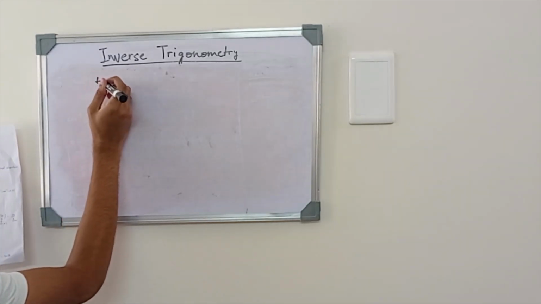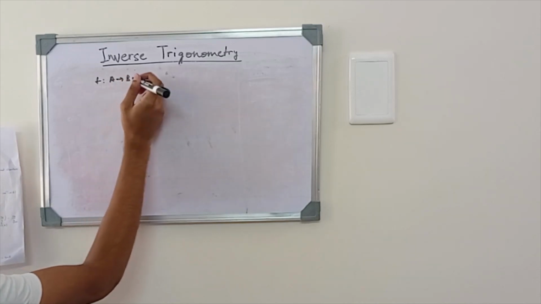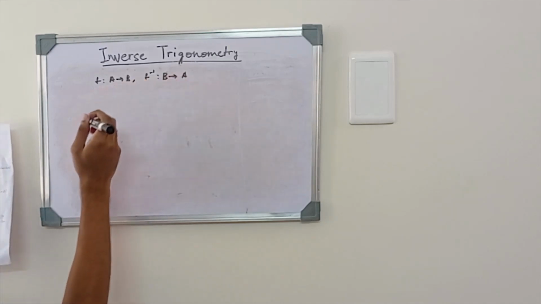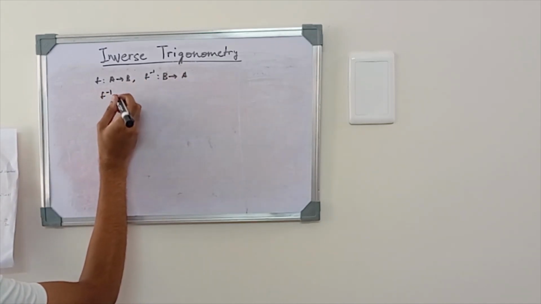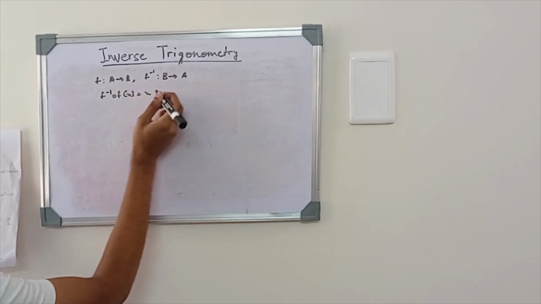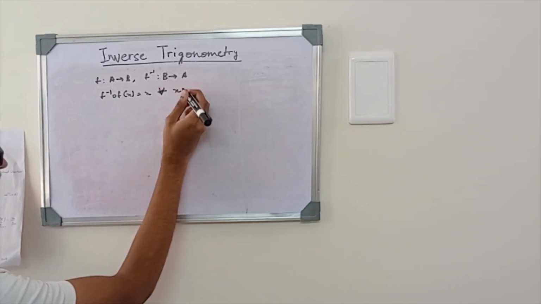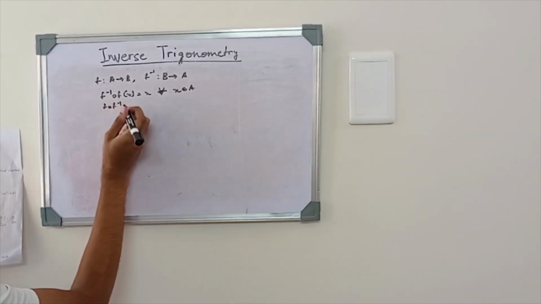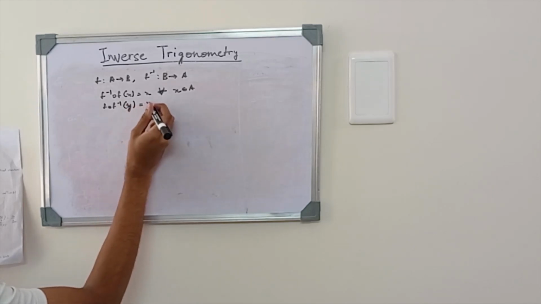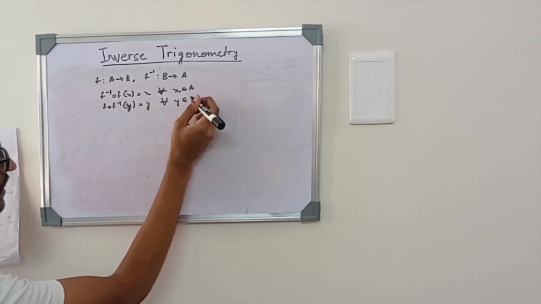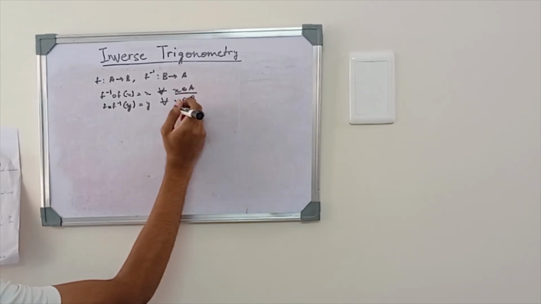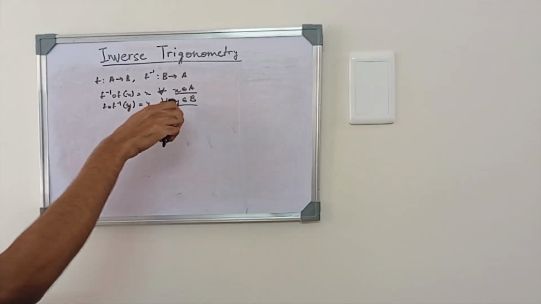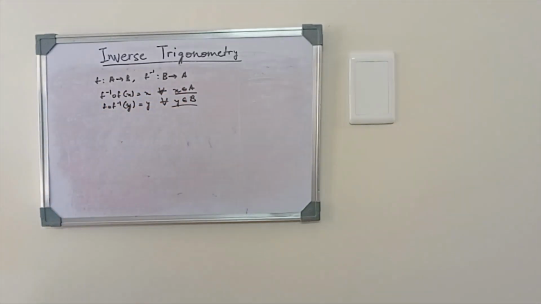If you have a function f from set A to set B, then the inverse function f inverse is defined from set B to set A, satisfying these two properties. f inverse of f of x equals x for all x belonging to A, and also f of f inverse of y equals y for all y belonging to B. These two parts of the definition are very important. It is satisfied only when x belongs to A and when y belongs to B.